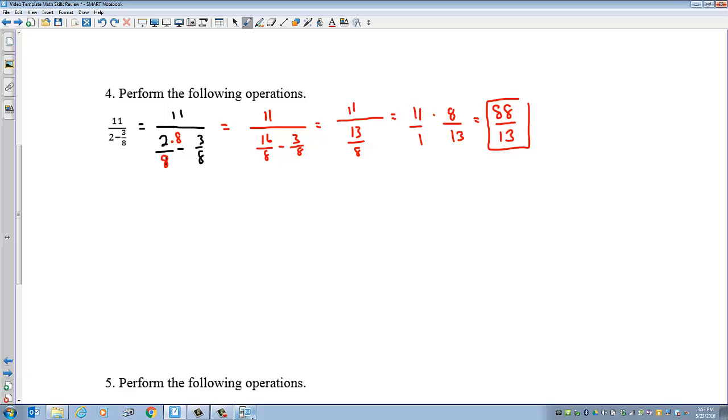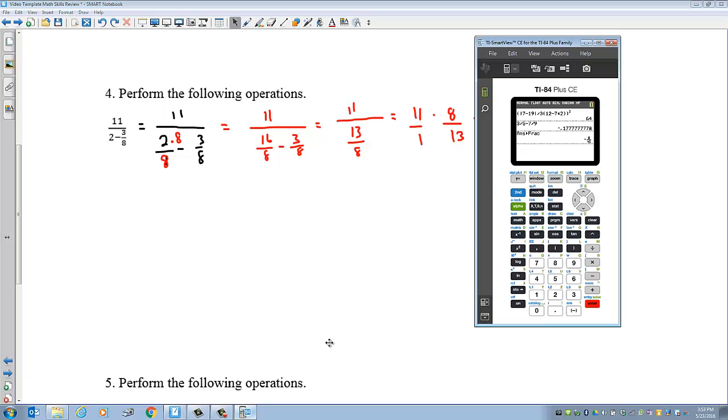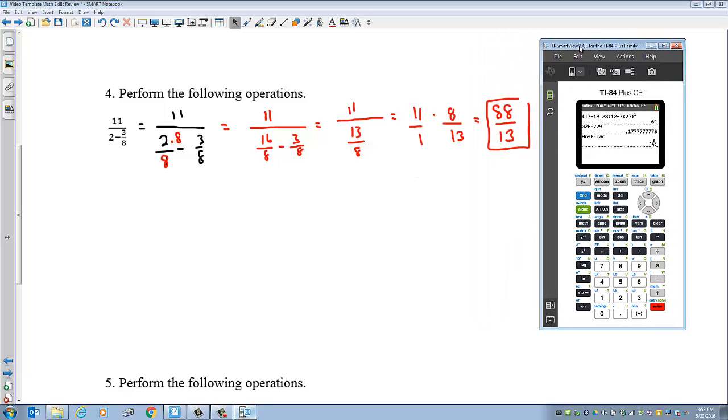And again, it's really easy to check with a calculator. So if you think you may have made a mistake or you want to make sure you didn't, you can take 11 divided by, now remember, this is all in the bottom right here, so you need to put left parenthesis 2 minus 3 over 8 in parenthesis, and then hit enter, and I get out this number 6.769 blah blah blah. And you could even turn it into a fraction if you want. Hit math frac, and it turns it into 88 over 13. So that's what it's equal to. It checks. I know I did it right.